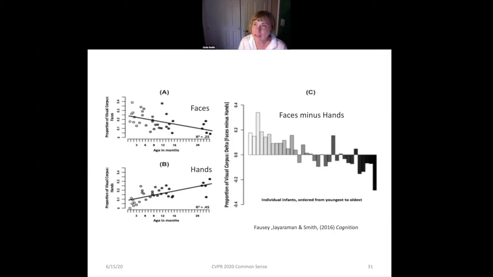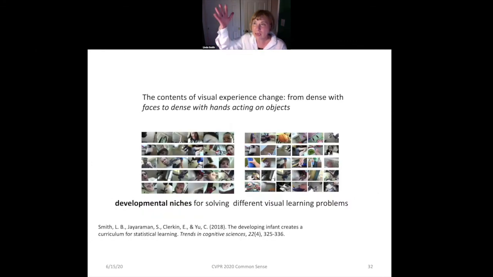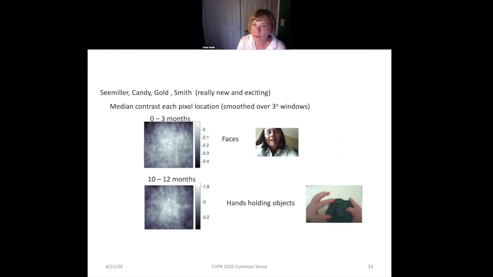Now, these hands in these images, they're not hands hanging in the wind, they're hands on objects, okay? So early on, young babies have a whole lot of faces in their images, and older children have a whole lot of hands, their own and other people's, acting on objects, okay? So this is a content difference. Faces early, hands later. But it's not just a content difference, okay?